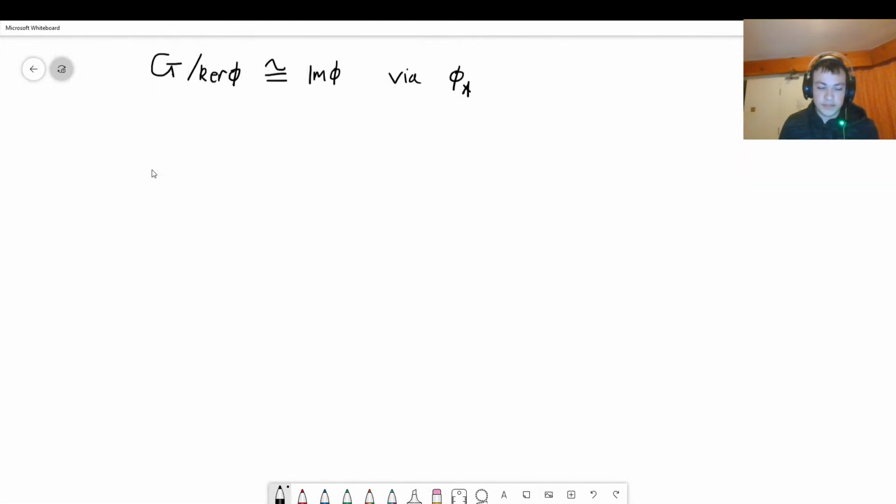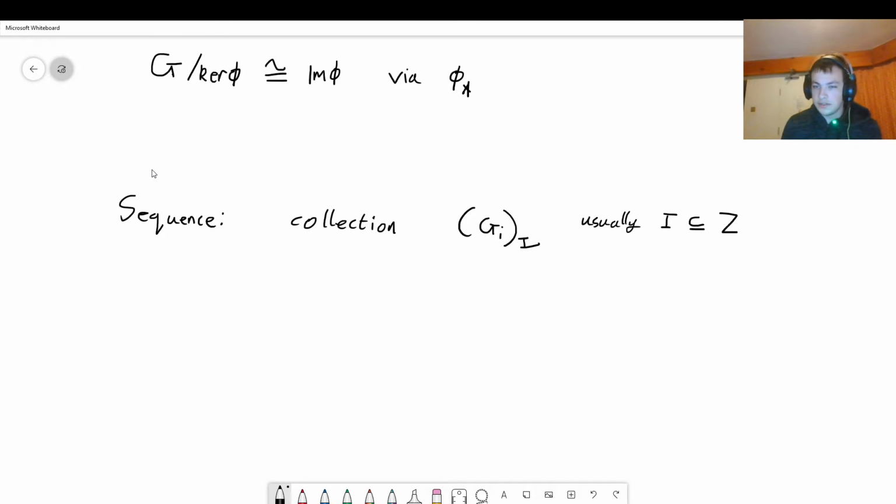So we can now introduce an object called a sequence. A sequence is a collection G_i over some indexing set I, usually I is a subset of the integers or the natural numbers, and homomorphisms phi_i over the same indexing set, such that phi_i is a homomorphism from G_{i-1} to G_i.